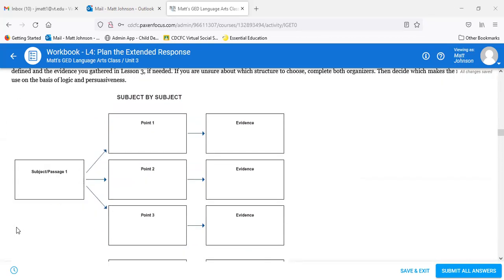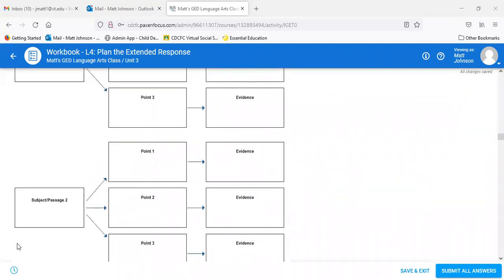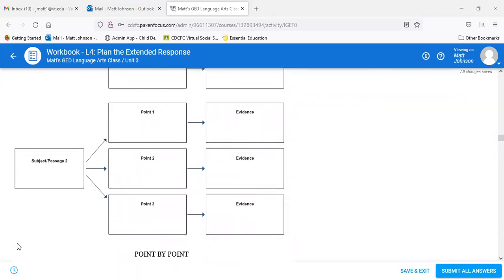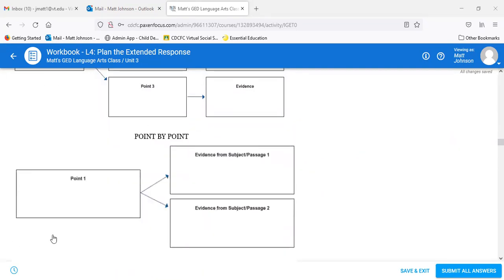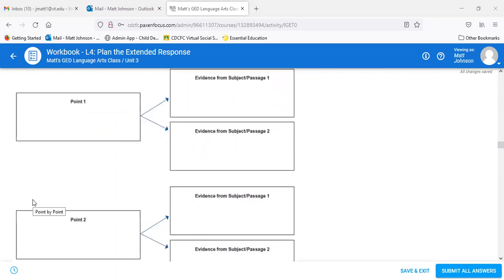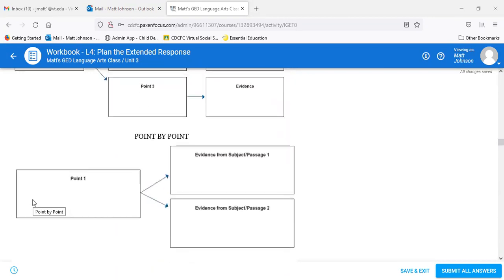So subject by subject, you're going to hit the first passage. The subject is basically passage 1: point 1, evidence, point 2, evidence, point 3, evidence. And then you go to Jones, right, for the second passage: point 1, evidence, same thing. Point by point, though, is a little simpler because we just start with the points. We're not starting with each passage.